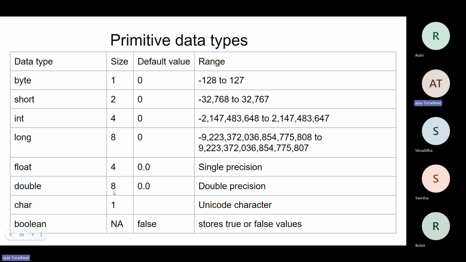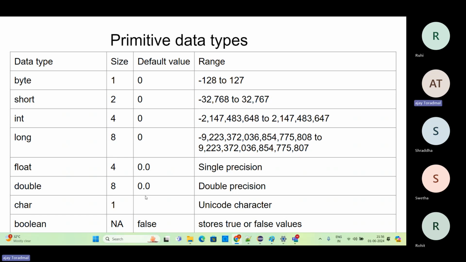So if you want to store the big number, you can store it into the double. If you want to store the small number, you can store it into the float. But the default value is 0.0 for both. So this is how it will work.